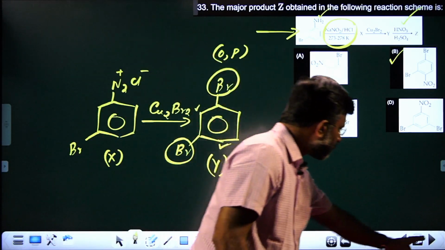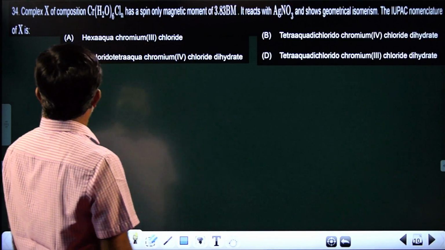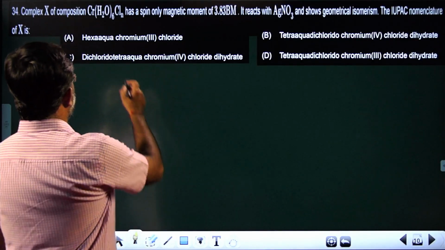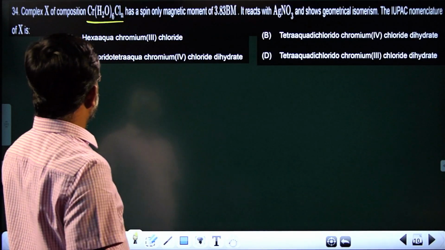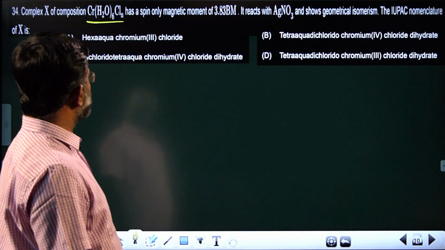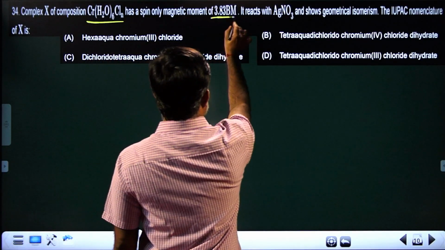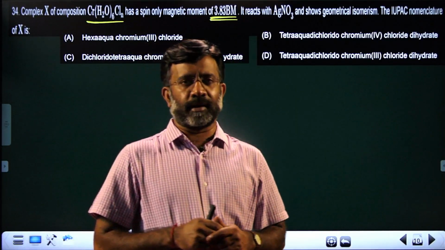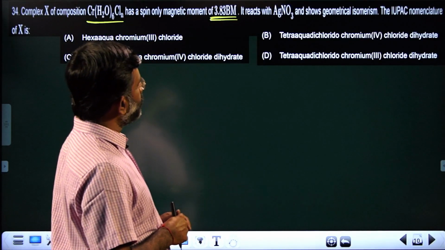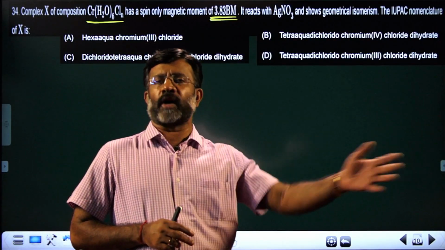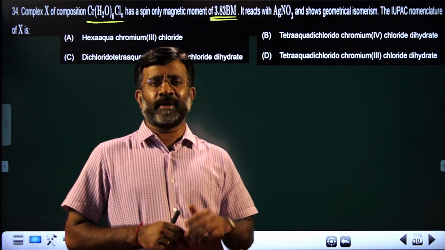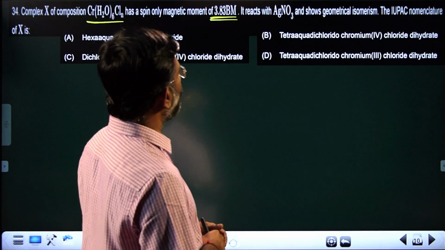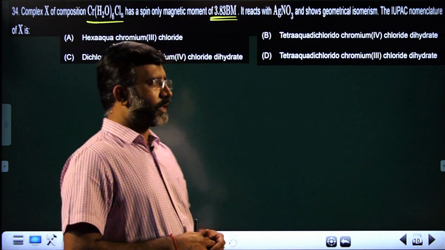Next. A complex X of composition CrH2O6 Cl n times has a spin-only magnetic moment of 3.83 Bohr magneton. 3.83 Bohr magneton means there are 3 unpaired electrons. It reacts with silver chloride, that means chlorine is available outside the complex. And it shows geometrical isomerism. The IUPAC nomenclature is?